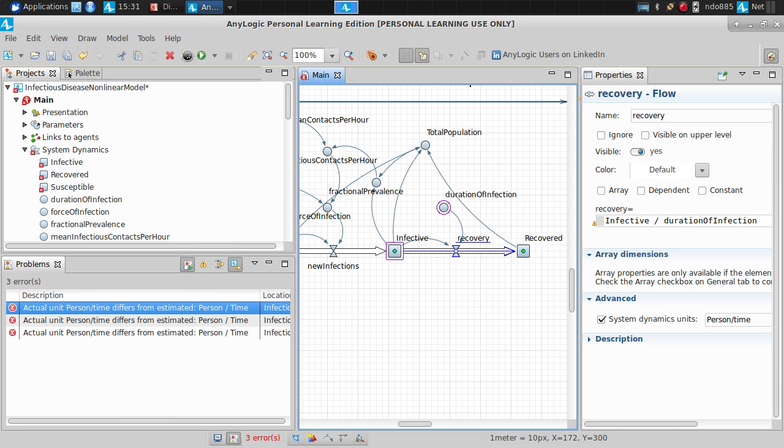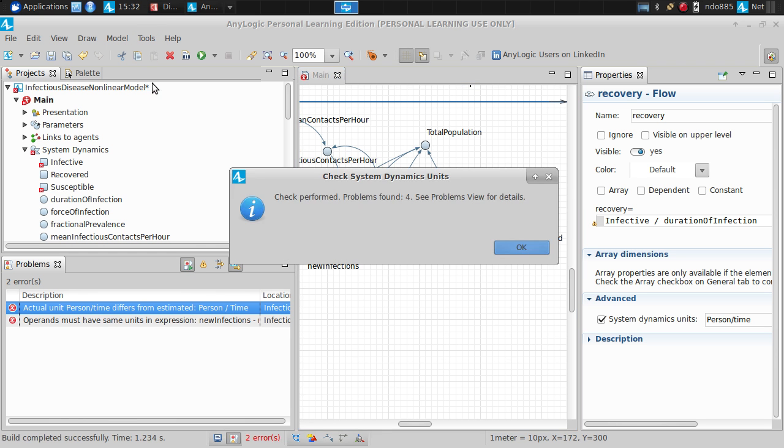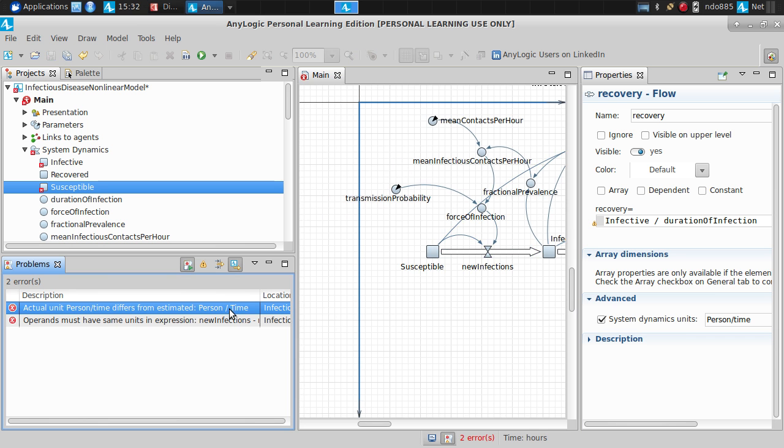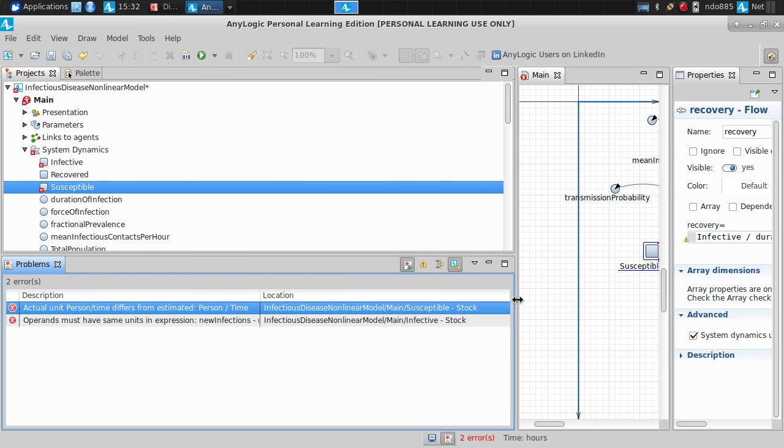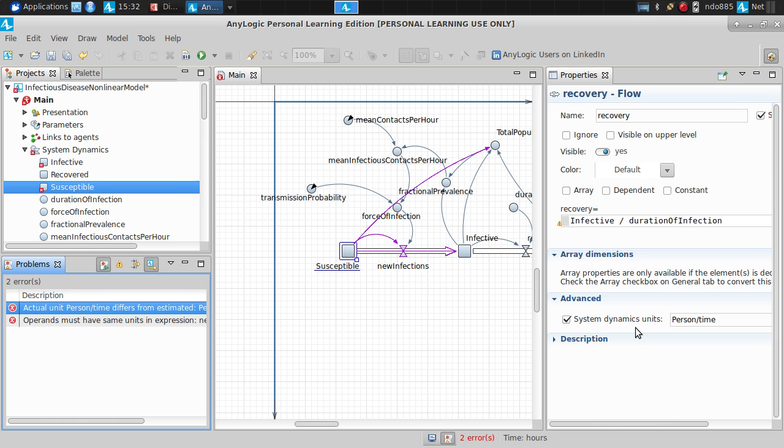So let's just try that. Okay, oops, I didn't want to build, I wanted to check the units. There we go. Okay, so it's complaining about this one as well, and for some reason it is still focused on, what's that? Does it want the spaces in between? Maybe.